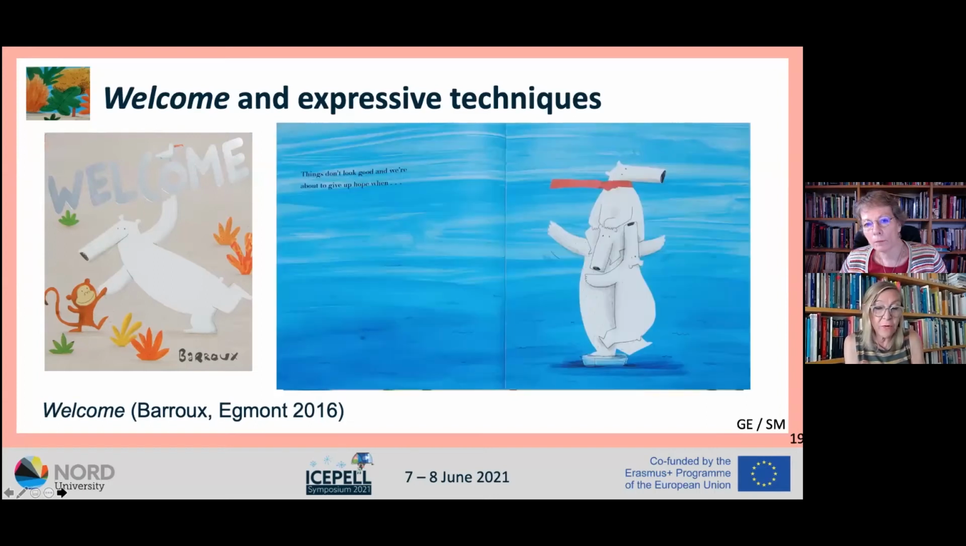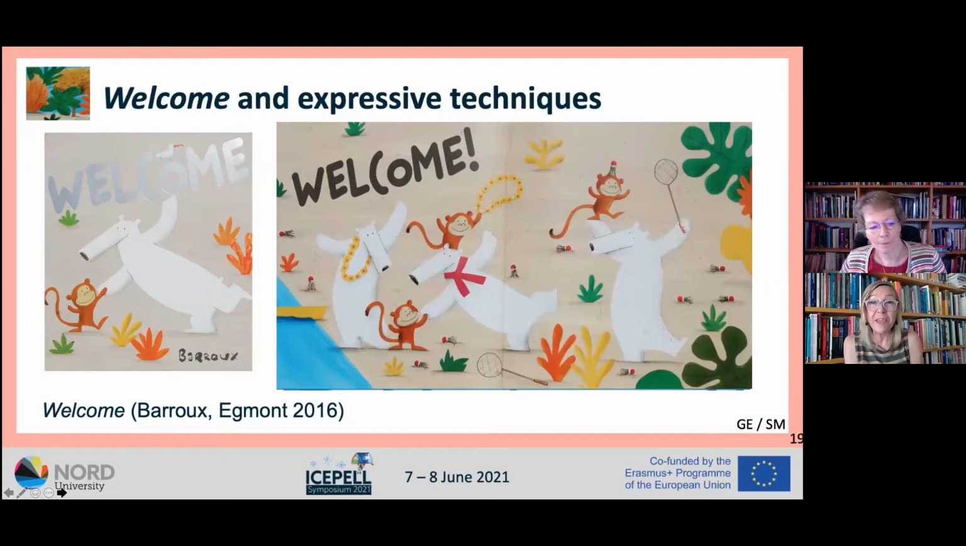However, the story has a happy ending when they finally find an empty island and set up home and welcome new arrivals. And here we can see the link with the front cover. Welcome can be used to discuss the plight of migrants and refugees, as well as global warming.